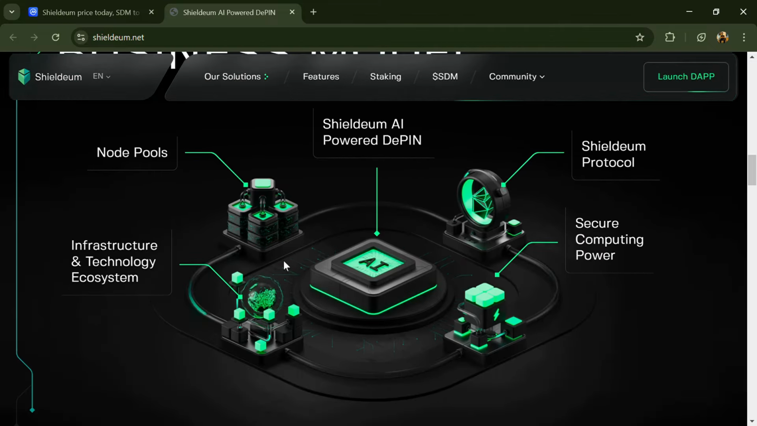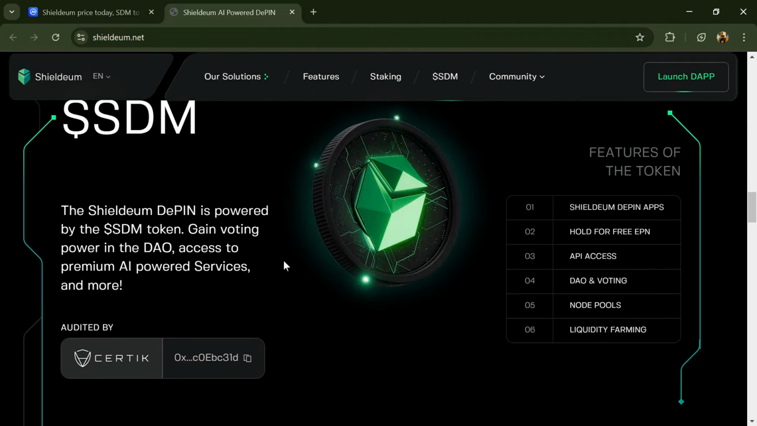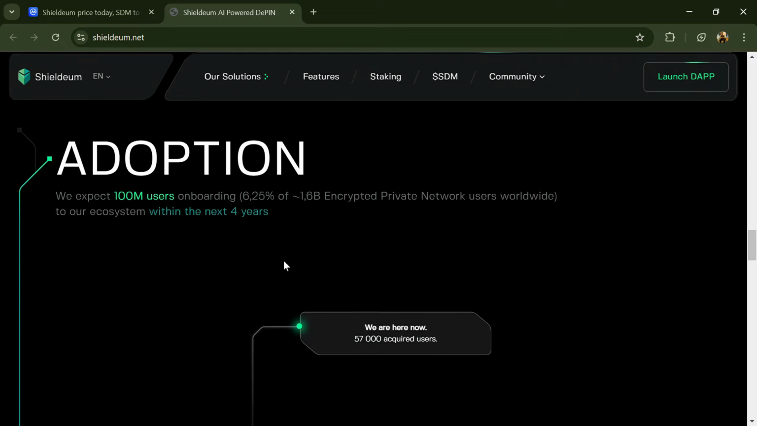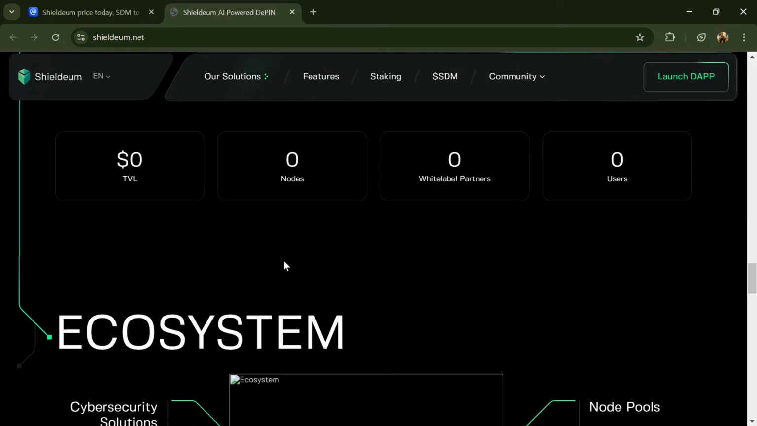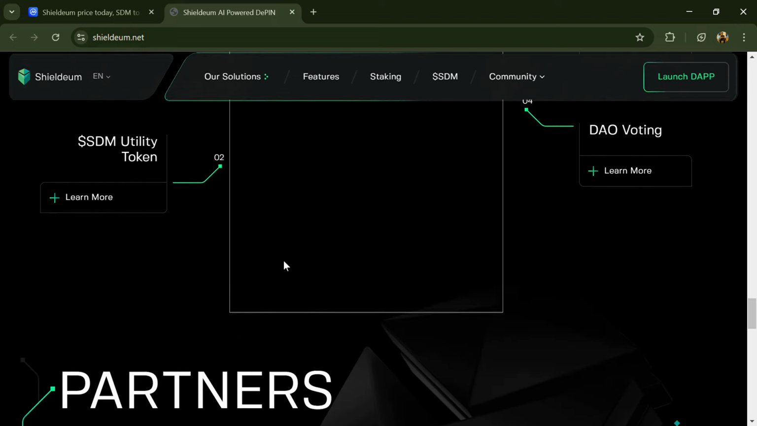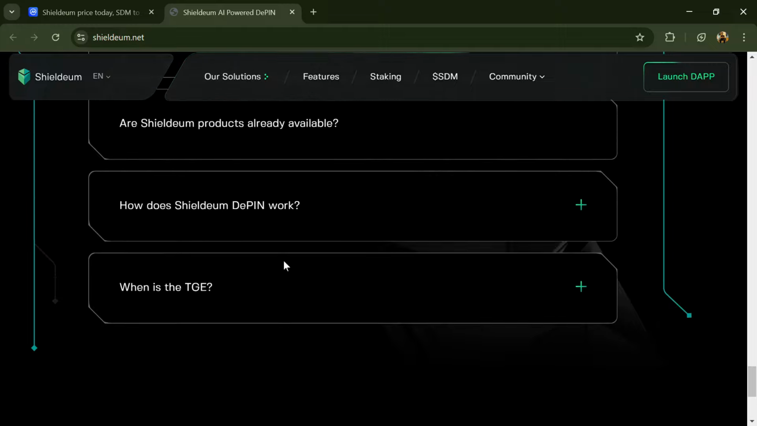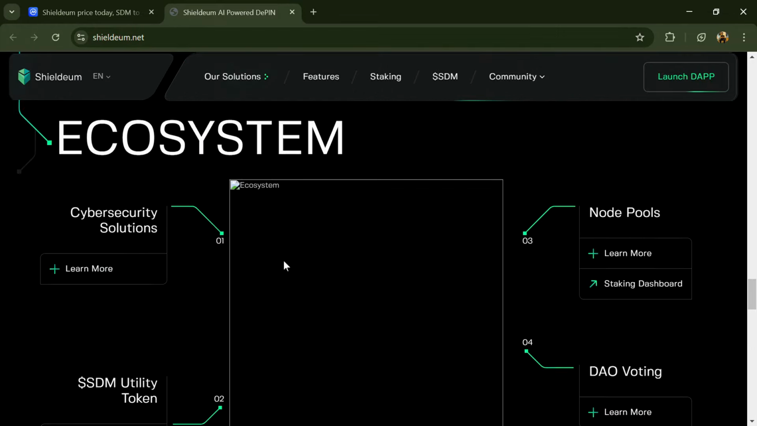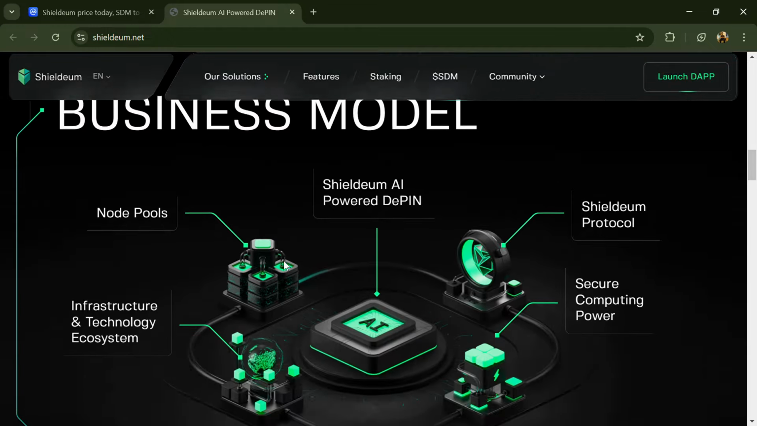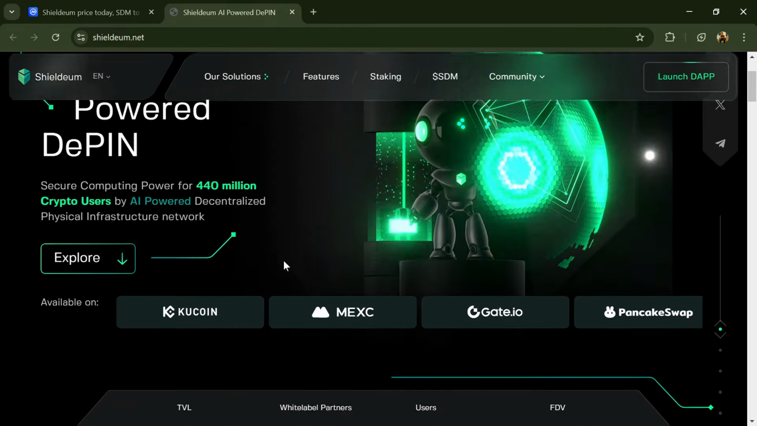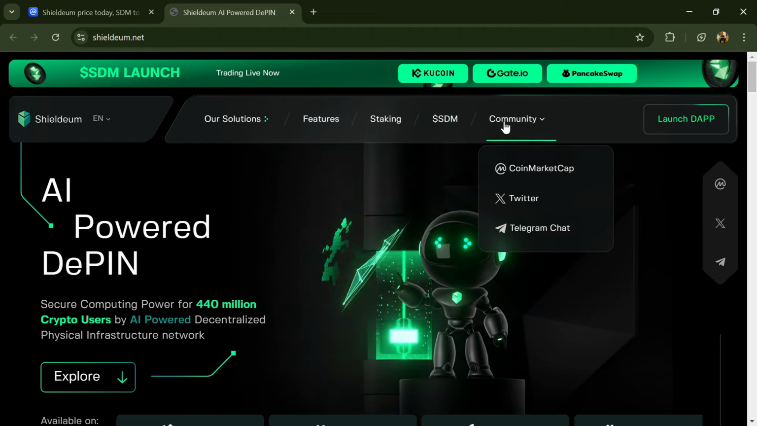According to the white paper, Shieldeum produces secure computing power for 420 million crypto users by an AI-powered decentralized physical infrastructure network, DePIN. The Shieldeum ecosystem contains data centers and servers, producing computing power that enables a suite of advanced services, including application hosting infrastructure, data encryption, threat detection, and high-performance computing tasks, protecting crypto holders and Web3 enterprises.